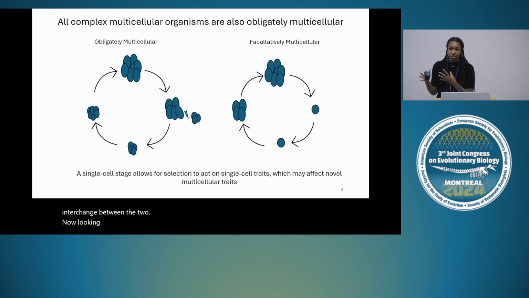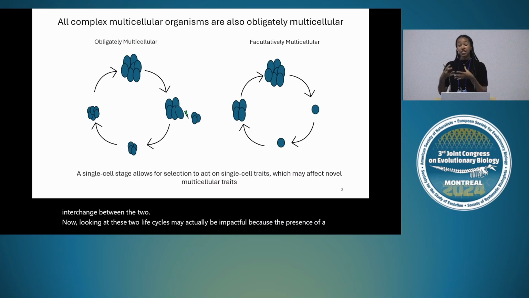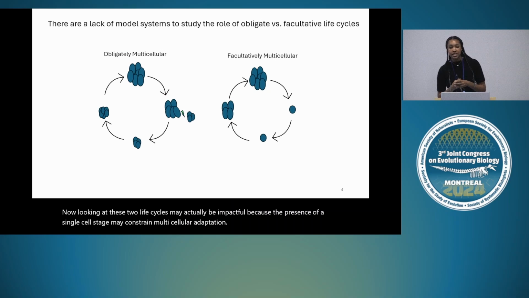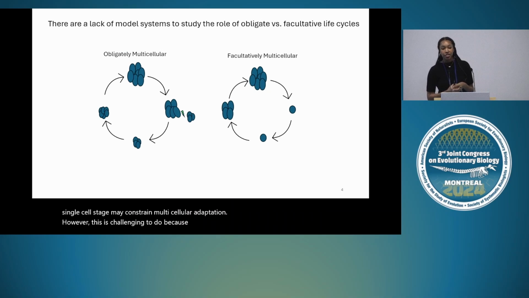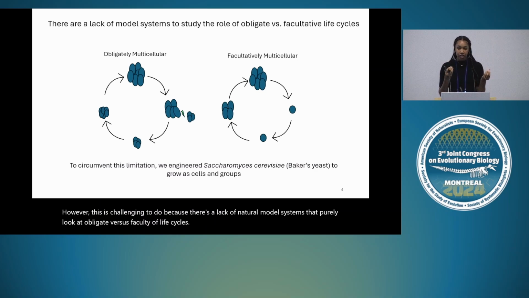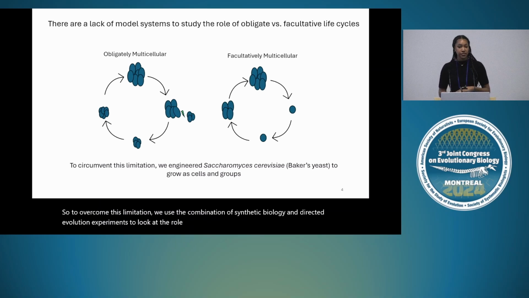Now, looking at these 2 life cycles may actually be impactful because the presence of a single cell stage may constrain multicellular adaptation. However, this is challenging to do because there's a lack of natural model systems that purely look at obligate versus facultative life cycles. And so to overcome this limitation, we used a combination of synthetic biology and directed evolution experiments to look at the role of obligate versus facultative life cycles using Saccharomyces cerevisiae.